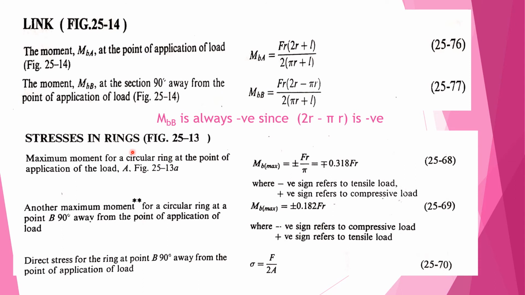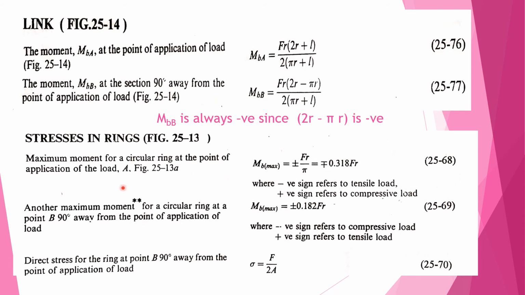And for a ring, what I should do is put L equal to 0 in these equations. If I put L equal to 0, 2R will cancel, and FR by pi will be left out. That 1 by pi is nothing but your 0.318 FR. Same equation as this, only he has substituted L as 0 here. Similarly, for section BB, with L as 0, we simplify that as 0.182 FR with a negative sign here. That is given as equations 69 and 68.